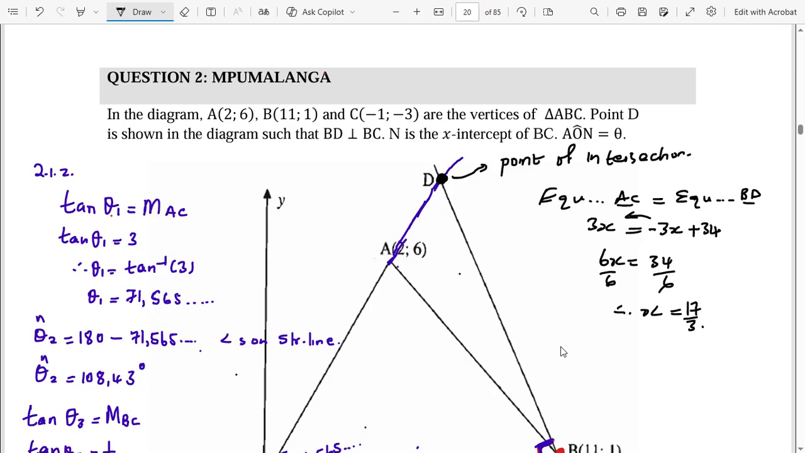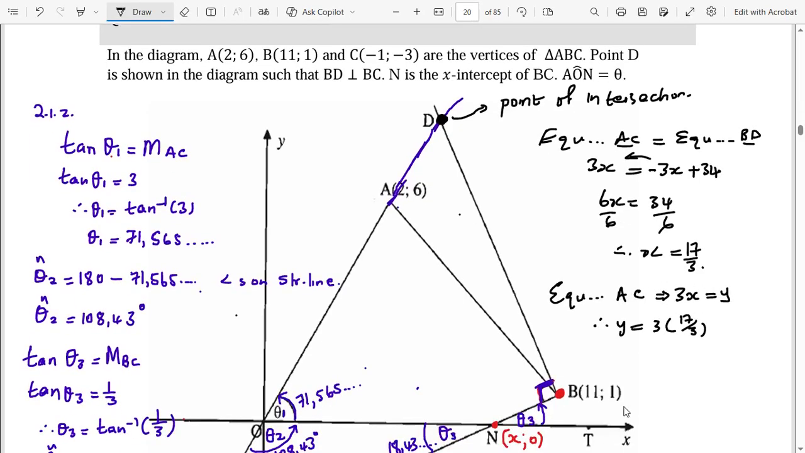Then I need to find the corresponding y value. It's up to you which equation you want to use. You can use any equation. If you use equation AC, we know that equation AC is y equal to 3x. Therefore, to find the y value, y is equal to 3, and where there's x, we put 17 over 3. And then you punch that on the calculator. But we can see that the 3 will cancel, which gives us y to be just 17. So the coordinates of D will be (17 over 3, 17).